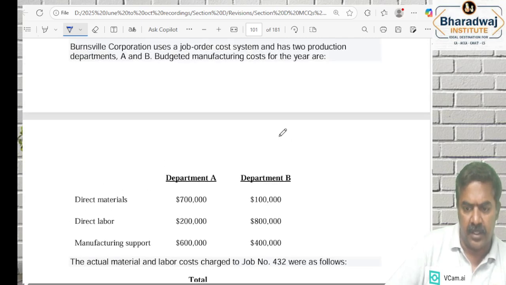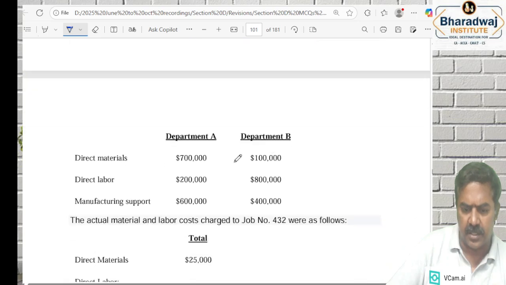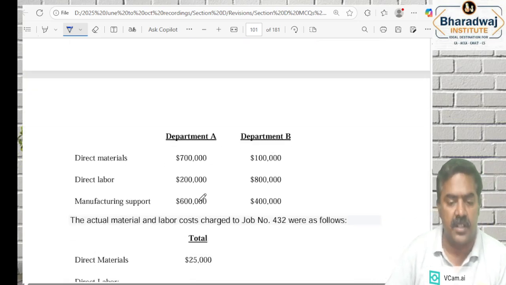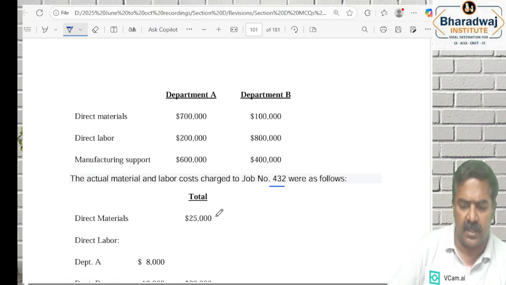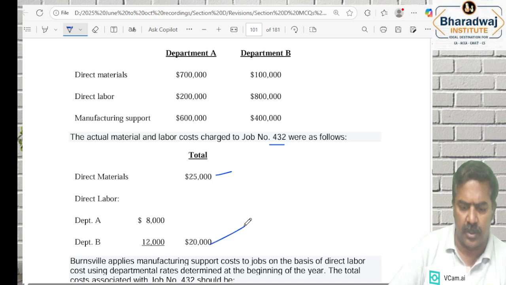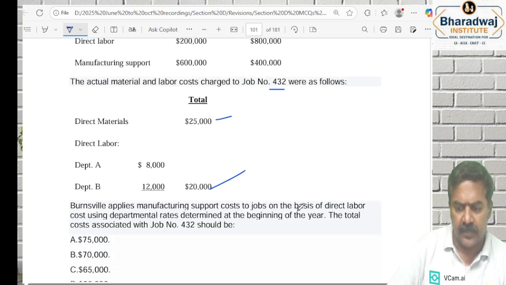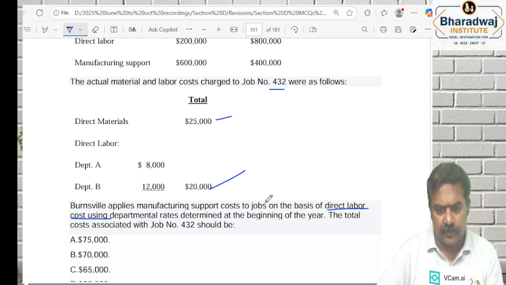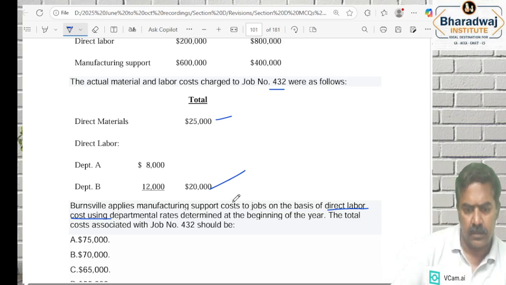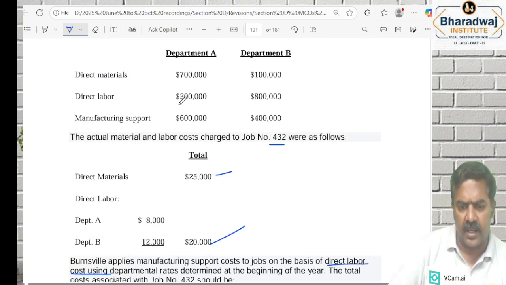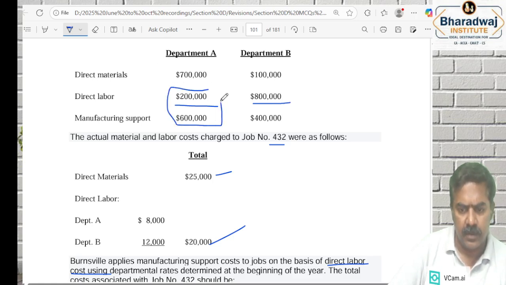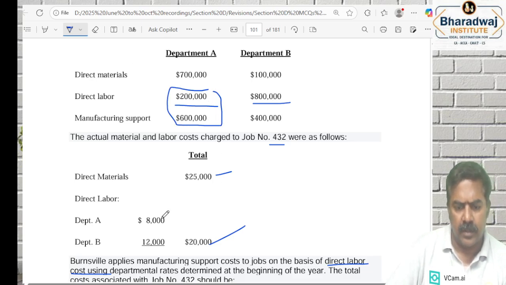So department A and B, they have given. Budgeted manufacturing cost is given. Direct material, direct labor and manufacturing support is given. Actual cost is given. Direct material, labor, 8,000, 12,000, 20,000 is given. They are assigning based on direct labor cost. So tell me, what is the direct labor to this? Based on direct labor, it is 1:4. It is 2:1.